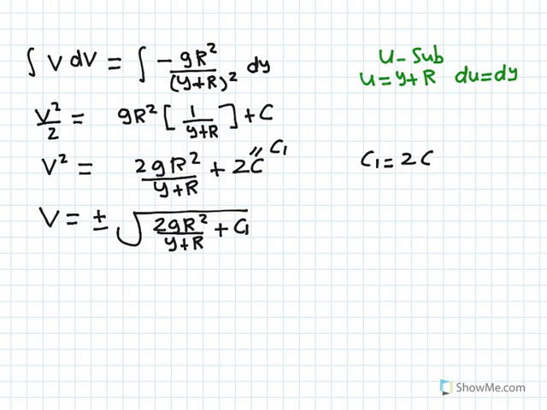Now, because the rocket is moving up, we expect the velocity to be positive, so we only take the plus square root sign. So v is equal to root of 2g r squared divided by y plus r plus c1. Alright, so what we have is velocity of a rocket is root of 2g r squared divided by y plus r plus c1. So we have velocity as a function of height y.